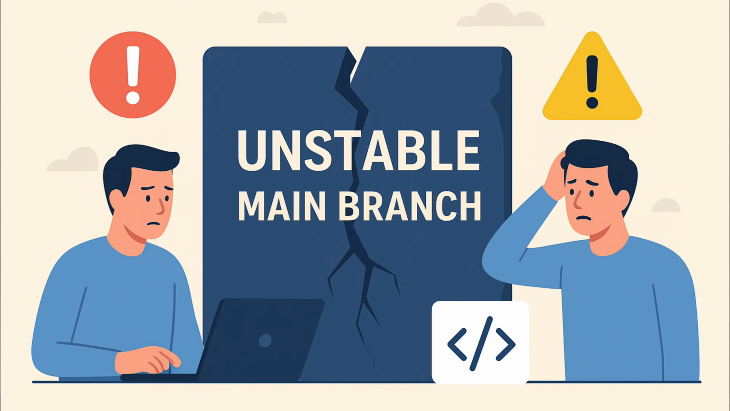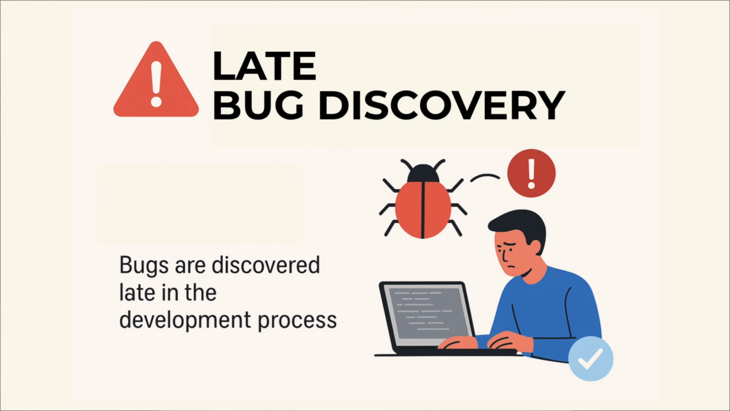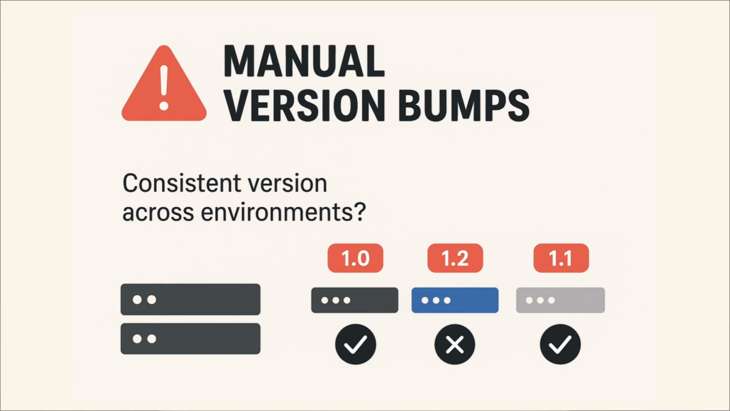This means if something breaks, it's hard to tell which commit caused the issue. You're left digging through the pile of changes to find the root cause. As a result, the main branch becomes unstable. The lack of automation means bugs are discovered late, and developers receive no immediate feedback on their changes. Version bumps have to be done manually. This means your dev, staging, and production environments end up slightly different.